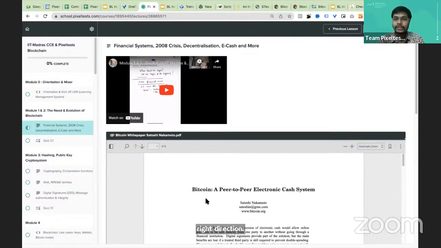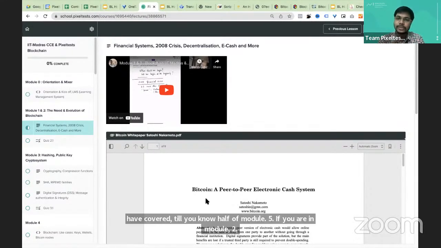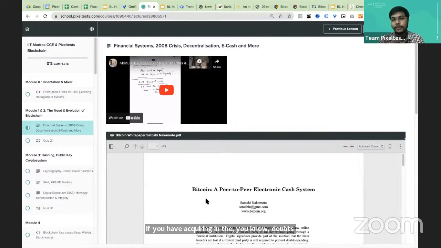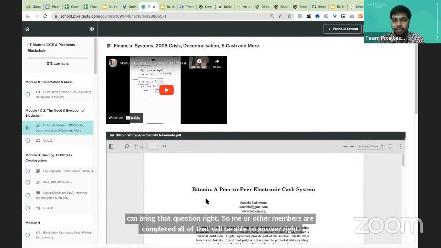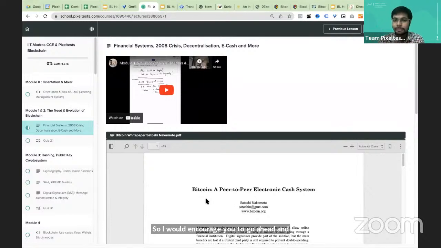Even if you have a query from other modules, we have covered till half of module 5. If you are in module 2 and have a query, you can bring it to the doubts clarification session that we have towards the end, and I or other members who have completed all of that will be able to answer. I would encourage you to start by yourself, and maybe you can catch up while we are covering the other modules in the revision hackathon. Also, the revision hackathons will happen in a cyclic manner, even by our other facilitators, so you can attend any of them and strengthen your concepts.